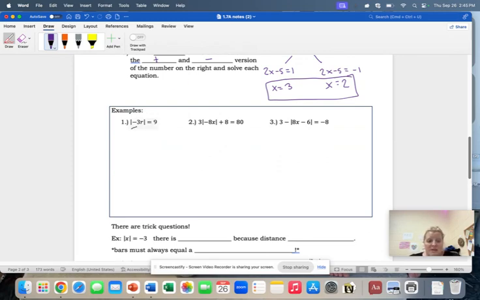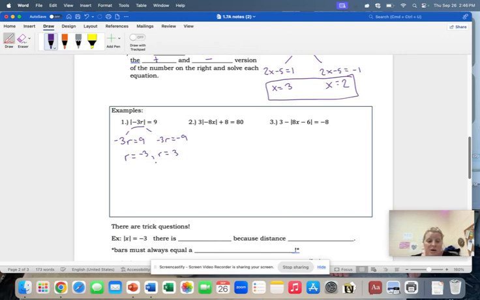All right, bars are isolated, so step 1 is done. Step 2, you're going to break this into case 1 and case 2. You set the inside of the bars equal to positive 9, but the inside of the bars could also equal negative 9. Both of those have a distance of 9. So r could equal negative 3, or r could equal positive 3.